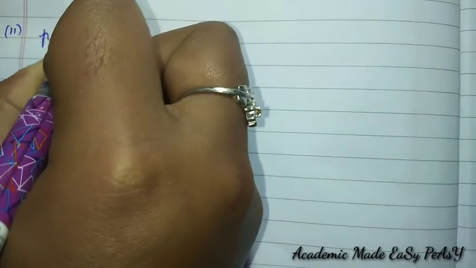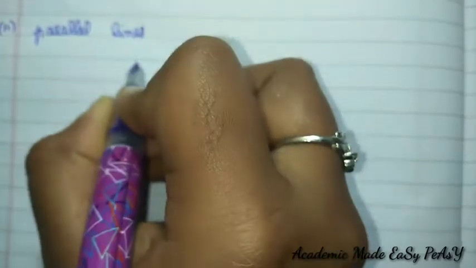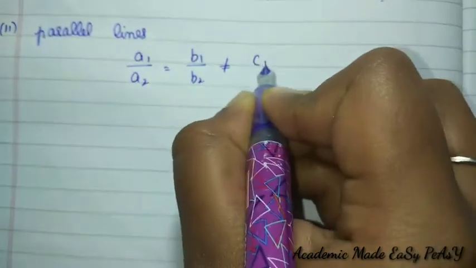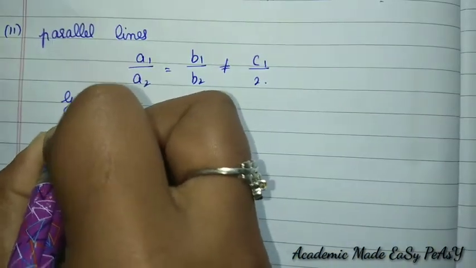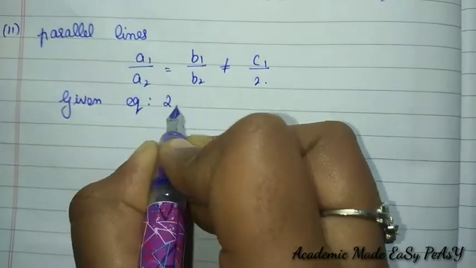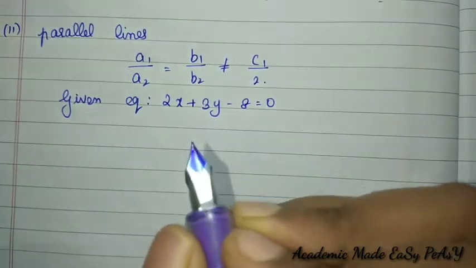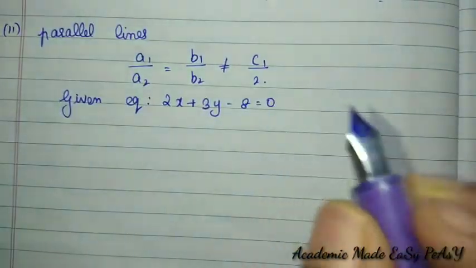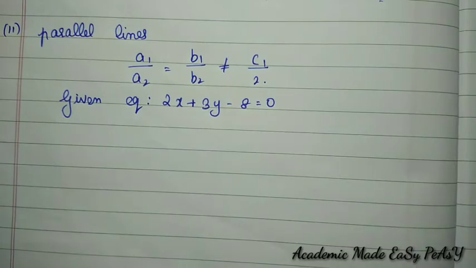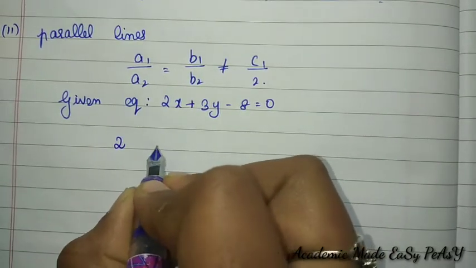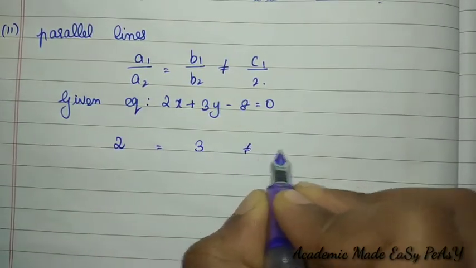That's it. The second subdivision is parallel lines. For parallel lines, what is the condition? a1 by a2 equal to b1 by b2 not equal to c1 by c2. What is the given equation? The given equation is 2x plus 3y minus 8 is equal to 0. So I should have a1 by a2 equal to b1 by b2 not equal to c1 by c2. Whatever equation you want, you can give. I'm just taking my a1 as 2, equal to 3, not equal to minus 8.